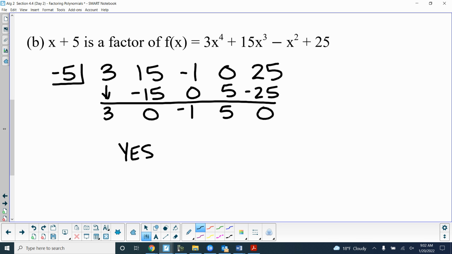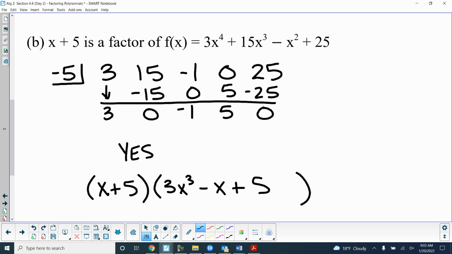Okay? So since it's a factor, all right, I could write this as x plus 5 times what to equal that polynomial. Since it's a factor, that means something times x plus 5 equals our original problem. So what's this? Cubed, right? It's one less. So it's 3x cubed. If you want to put plus 0x squared, you can, but since it's 0, you don't have to. Minus 1x plus 5.